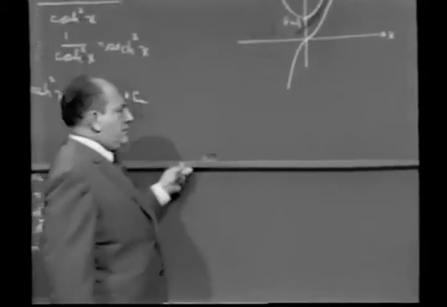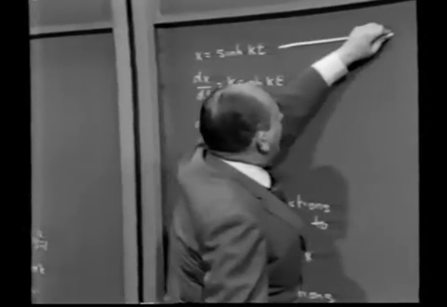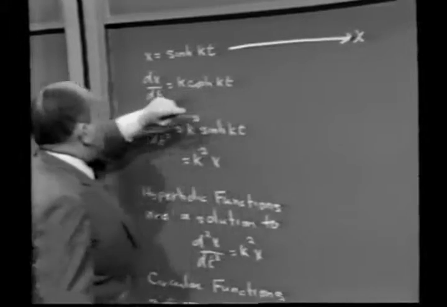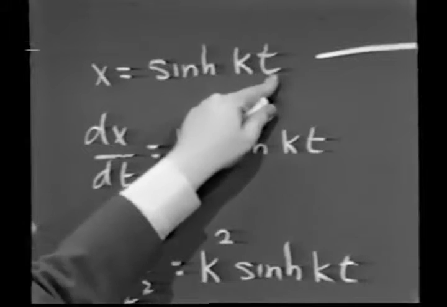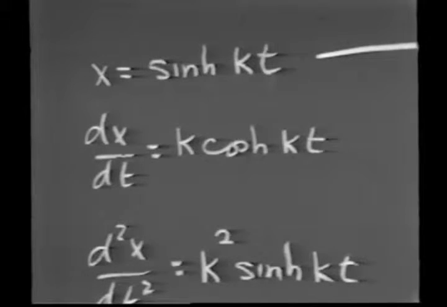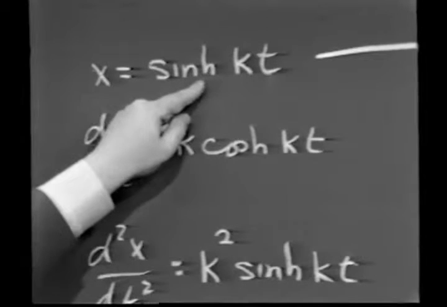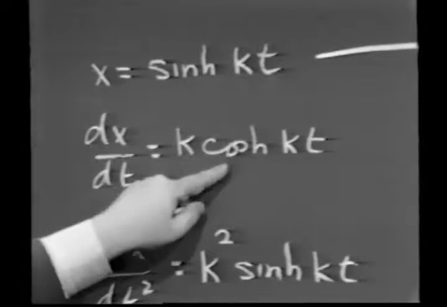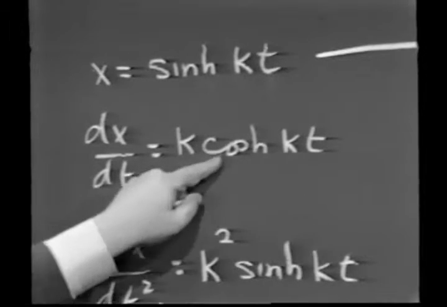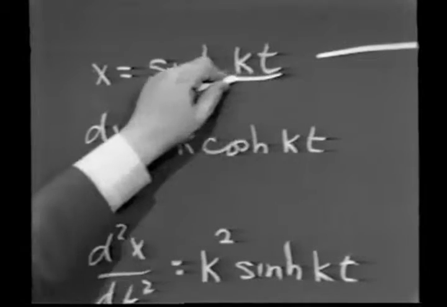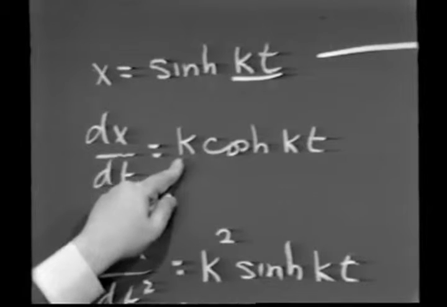Suppose now I have a particle moving along the x-axis, okay? And I know that its position at any time t is sinh of kt, where k happens to be a constant. What is dx/dt? The derivative of sinh u with respect to u is cosh u. So the derivative of sinh kt with respect to t would be cosh kt times the derivative of kt with respect to t, which is just k. In other words, the chain rule again.